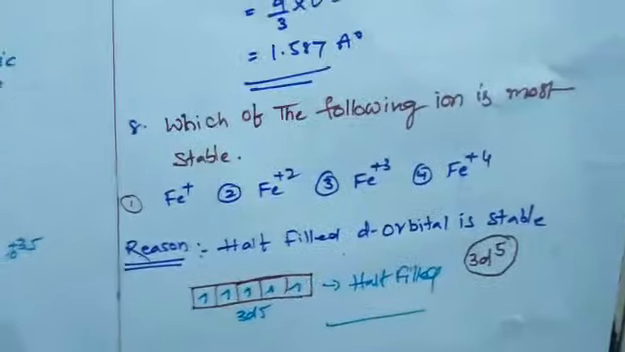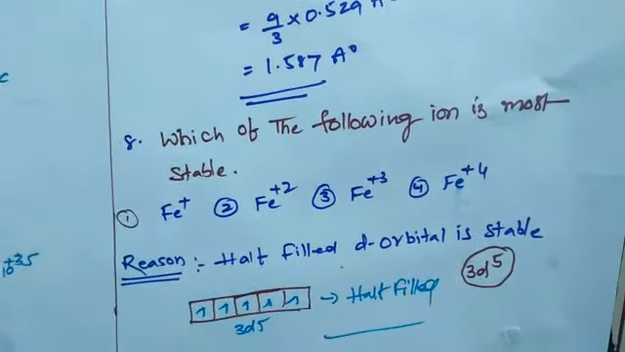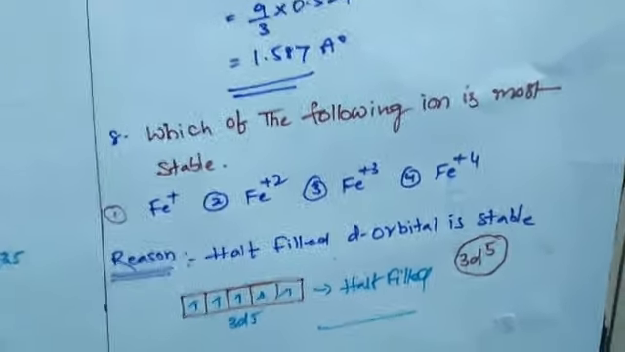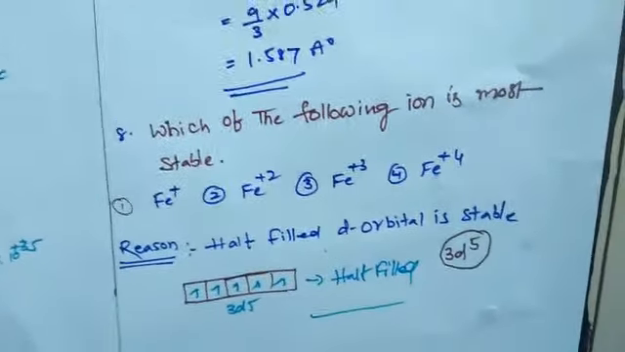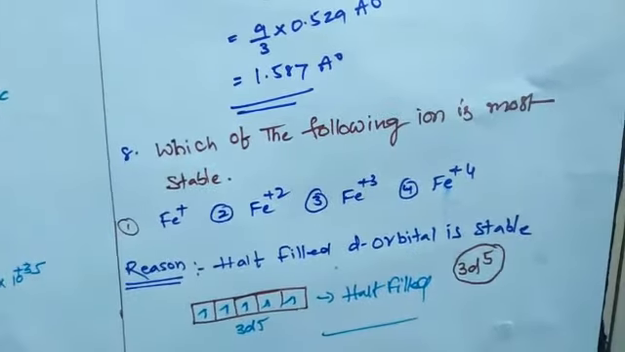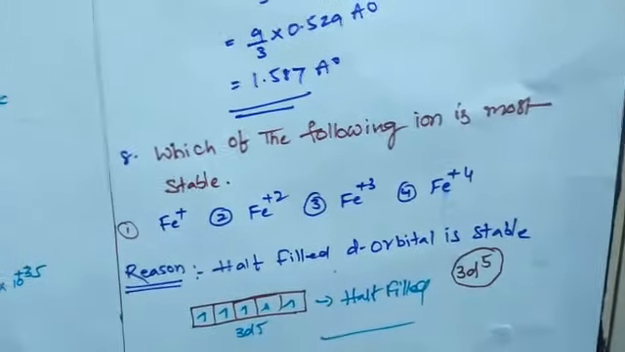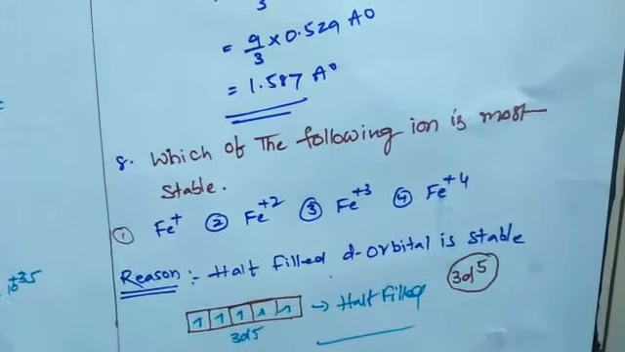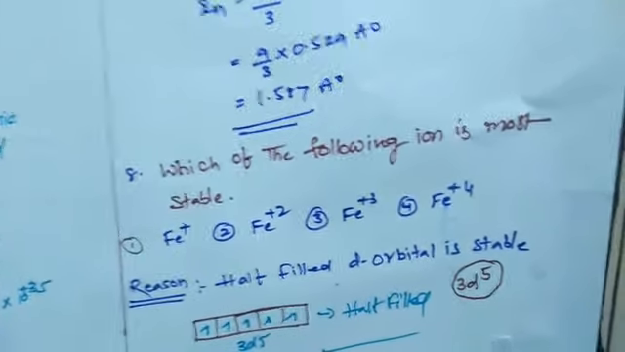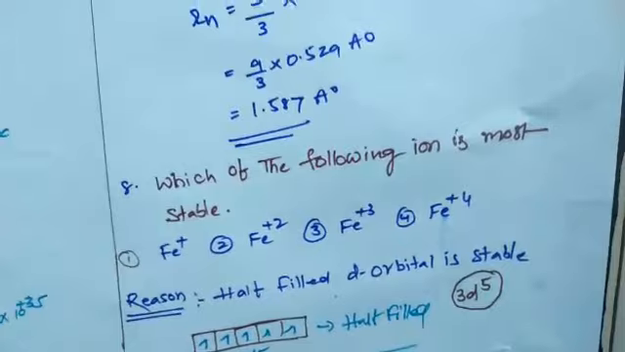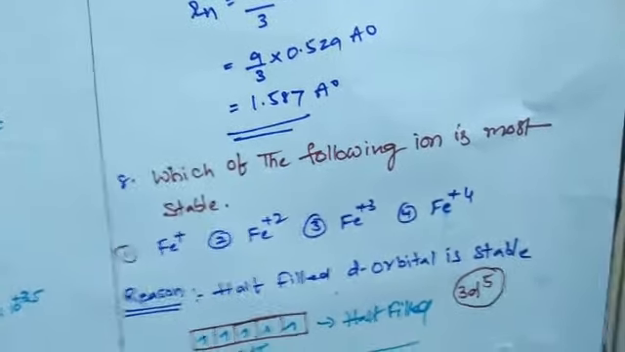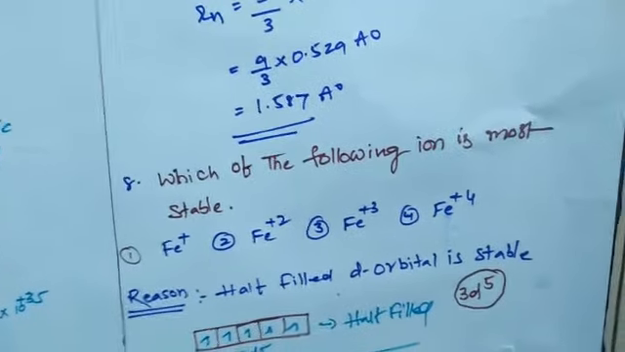So another important problem, look here. Which of the following ions is most stable? Generally, atoms or ions are stable based on their electronic configuration. When an element or ion has a completely filled electronic configuration, it is more stable. Or if the ion or element has a half-filled electronic configuration, that element is also more stable.